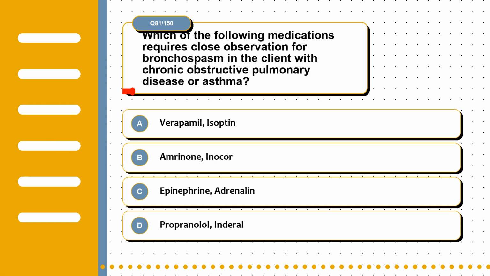Question 81. Which of the following medications requires close observation for bronchospasm in the client with chronic obstructive pulmonary disease or asthma? Here are the options. Option A. Verapamil Isoptin. Option B. Atenolol Tenormin. Option C. Epinephrine adrenaline. Option D. Propranolol Inderal.